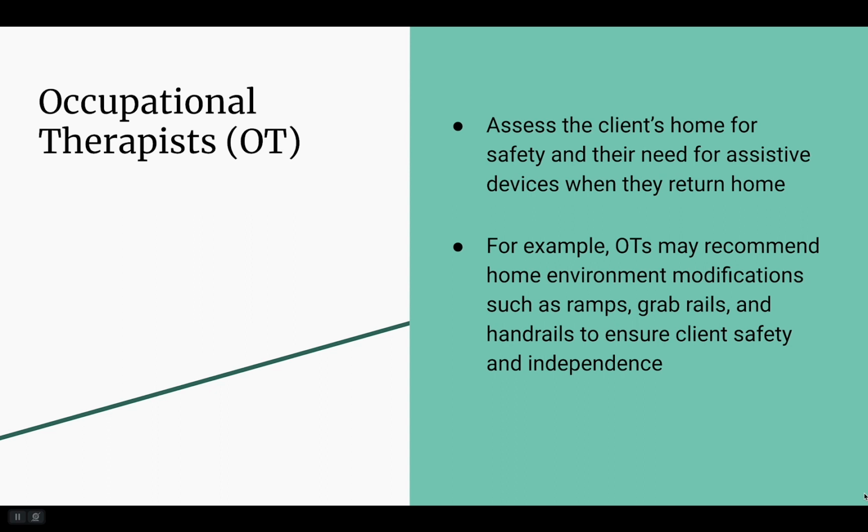OTs may also assess the client's home for safety and their need for assistive devices when they return home. If they are able to do so, for example, OTs may recommend home environment modifications such as ramps, grab rails, and handrails to ensure client safety and independence.